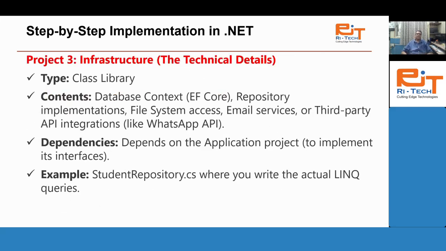Now, the next project that we'll do is infrastructure. Infrastructure will again be a class library type of project, and it will have the technical details: your database context, EF Core, and repository implementations. Then file system access, email services, WhatsApp API, third-party APIs. You will have everything in this particular project. That is called infrastructure.